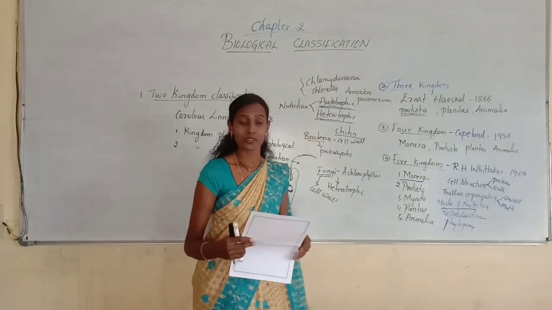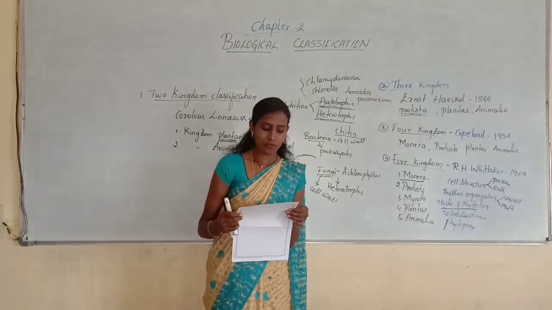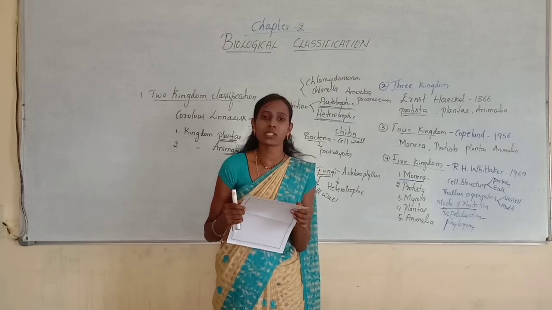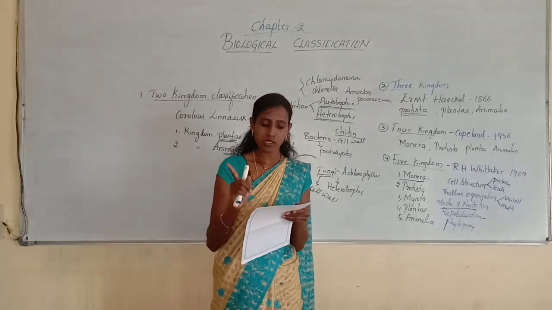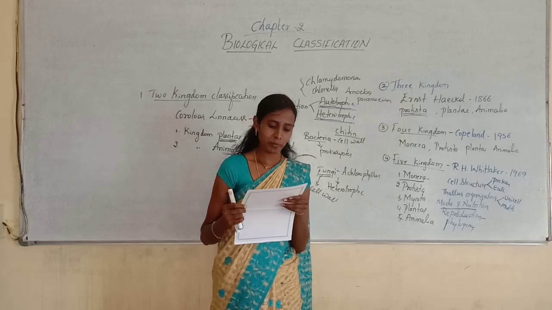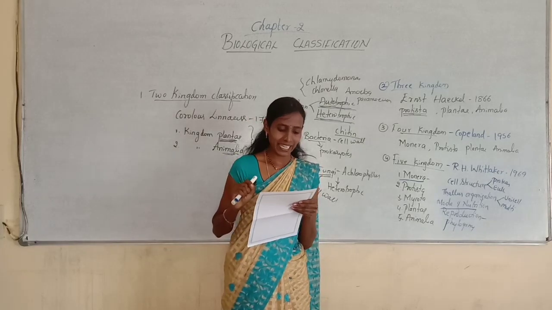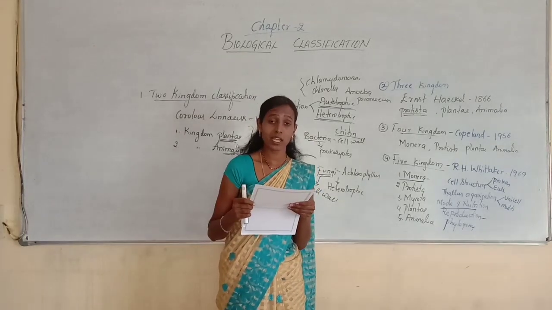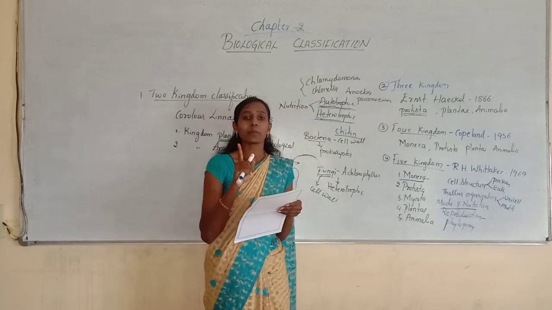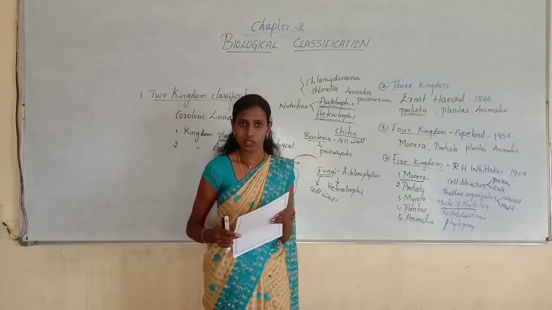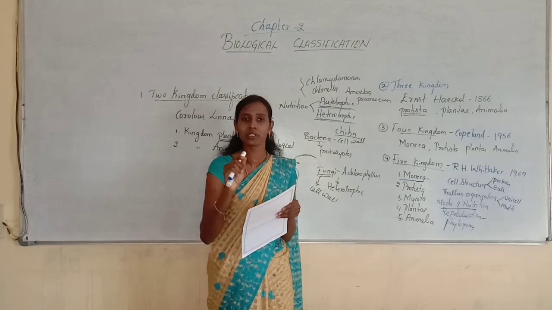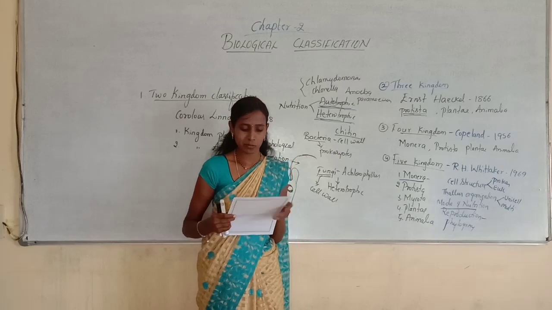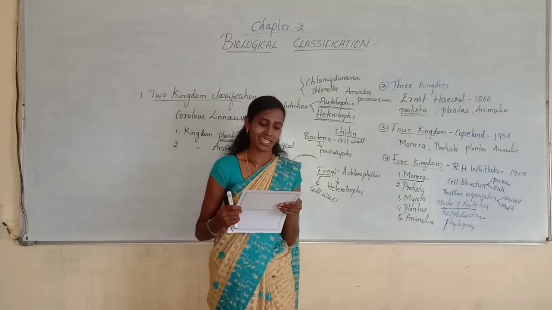In today's class, which also includes the previous class. See the first question: who was the first to attempt a more scientific basis of classification? Option A, Linnaeus. Option B, Aristotle. Option C, Metcalfe. Option D, Bentham and Hooker. The first attempt of classification was done by Aristotle. So later we observed the drawbacks in his classification, but the first attempt of more scientific classification was done by Aristotle. Option B is correct, Aristotle.